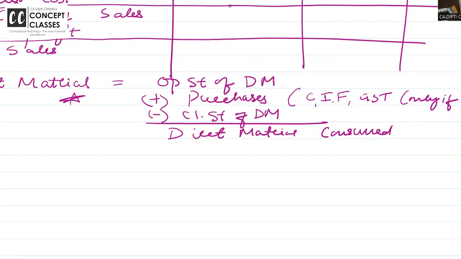We have called 10,000 goods. 100 are lost, evaporated, and this much we have received. We have paid freight this much, and GST we have paid, ITC available, so don't add it. Then divide it by good units, and you get the cost per unit of the raw material.